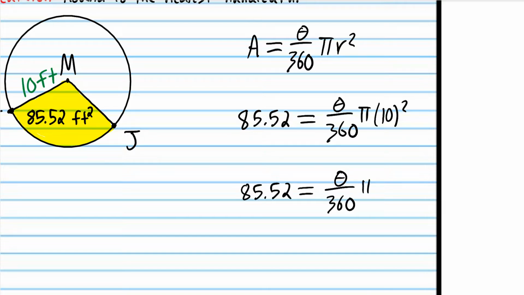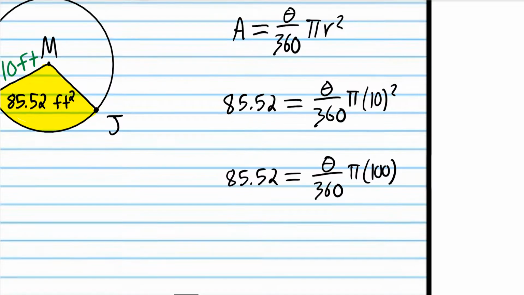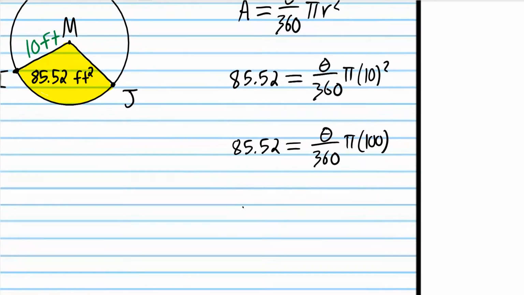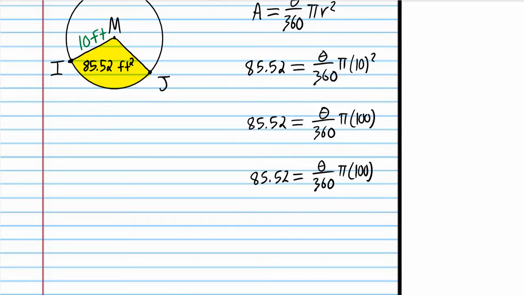So 10 squared is 100. And then the next thing we want to do is probably get rid of the fraction. Again, you can do this in a different order. It just depends on how you want to do it. So let's multiply both sides by 360. I'm going to use a different color there.